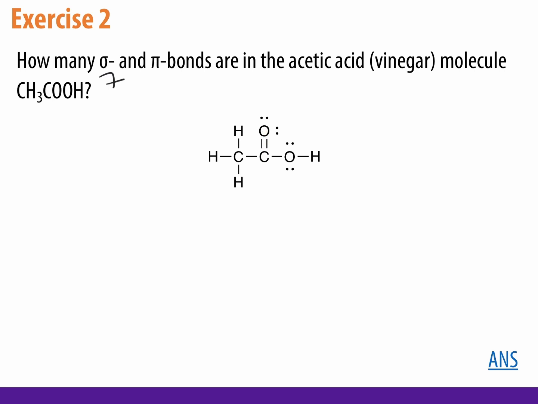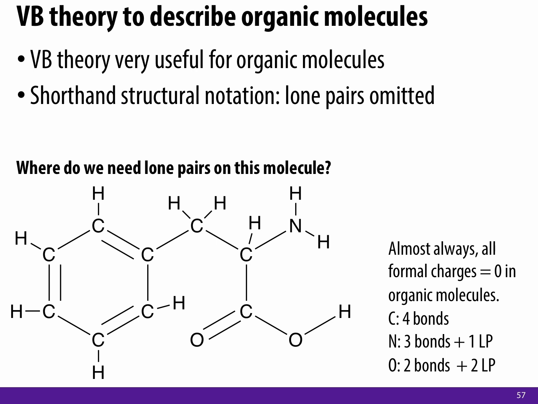Then for pi bonds, it's only double and triple bonds that contain pi bonds, so I'll separate out the pi bonds here. So this bond here would be our pi bond, and that's just one pi bond. Sometimes people will forget about the sigma bond in a double bond, but you do have to count that one as well. Okay, valence bond theory is incredibly useful in describing organic molecules. So if you go on to take organic chemistry, you'll do this a lot.